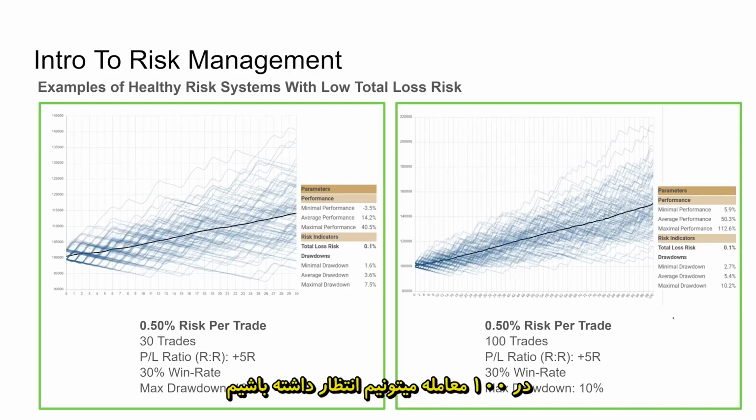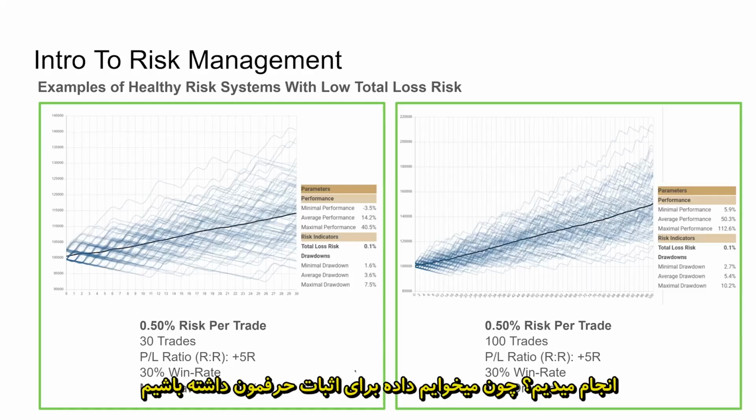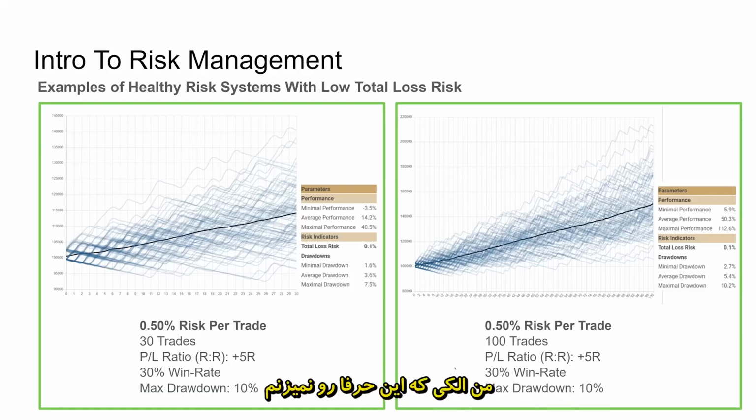And over a series of 100 trades, we can expect that we'll probably get a 50% gain. At minimum, maybe 5.9%. At maximum, 112%. But again, these are outliers. On average, we're going to fall within this range. So again, why are we doing simulations? Because we want data to back these. I'm not just pulling this out of my butt, like I said before. Why would I do that? It makes more sense to have data behind it to actually support what we're talking about here, right?